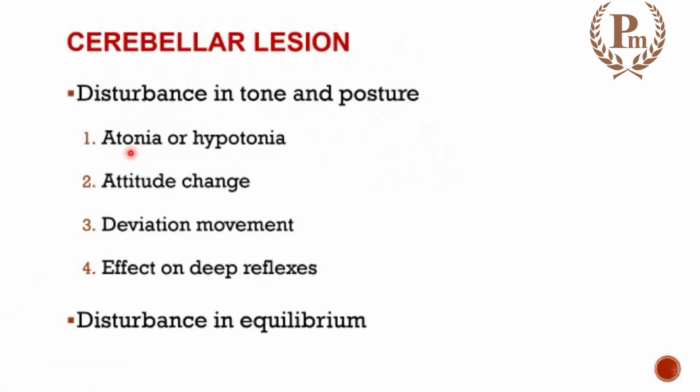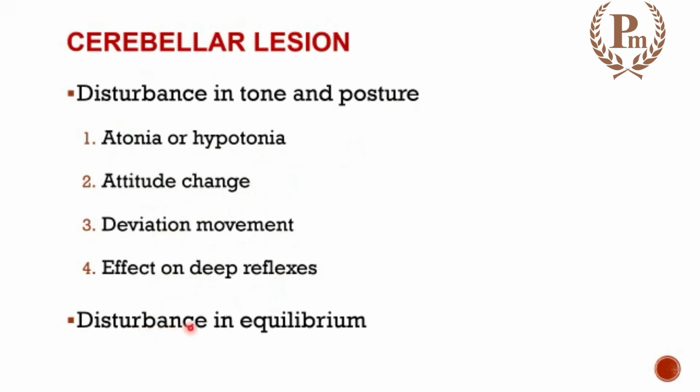That features could be like atonia or hypotonia, where tone is reduced. There might be an attitude change. Attitude change means your posture. There will be an alteration in the posture of the body. That might be deviation movements. This could affect our deep tendon reflexes also. If there is hypotonia, the reflexes are also going to be reduced. Reflex response is also going to be reduced.